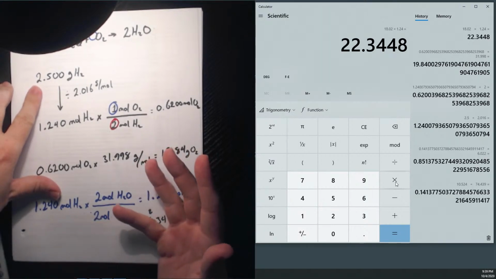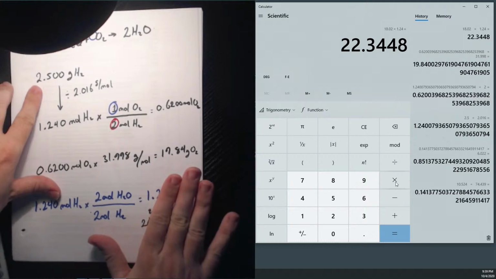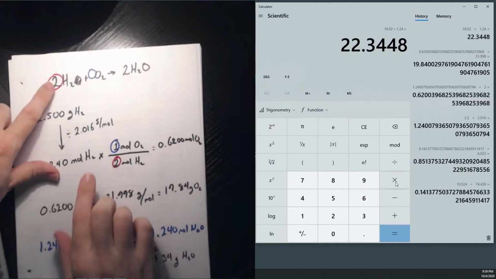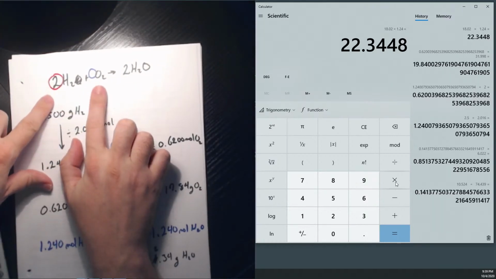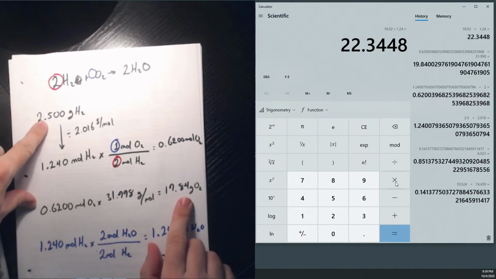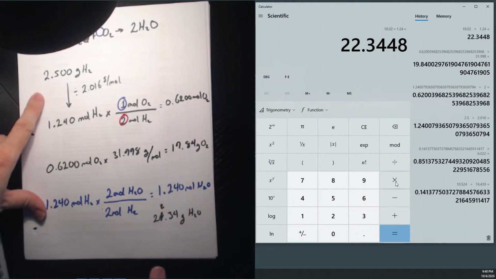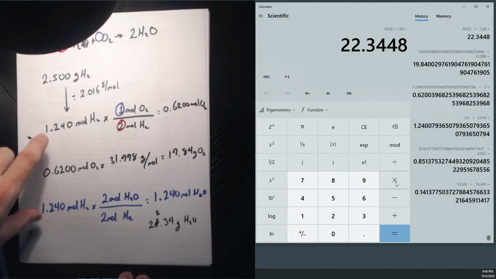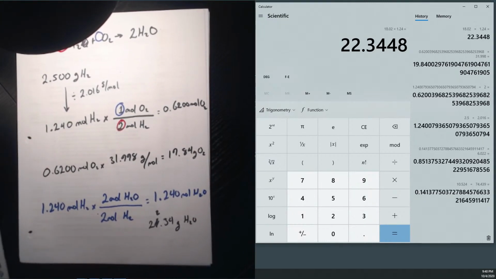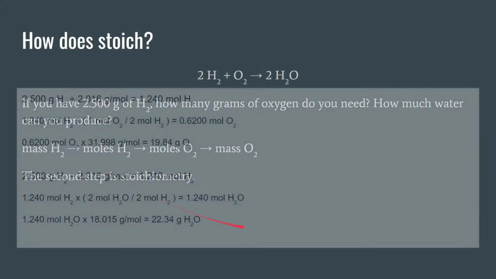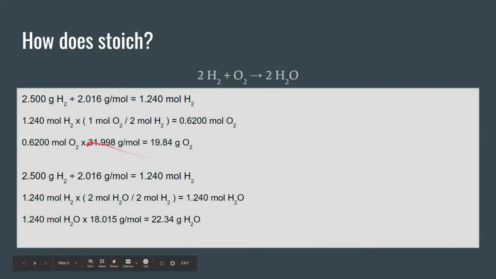Remember, conservation of mass. Whatever you start with, you have to end with. Whatever you end with, you have to start with. If we have a nice balanced amount of hydrogen and oxygen, then all of that mass has to be converted into water. And 2.5 plus 19.84 is 22.34. I forgot to carry the 1. All right, so that's the math that we're looking at here.